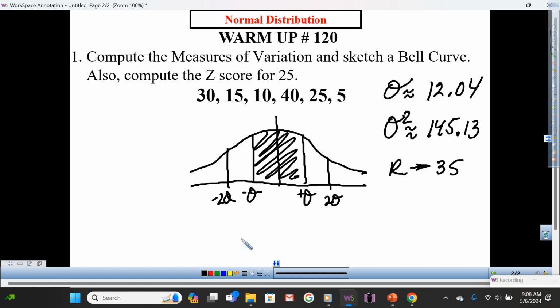So, we need a mean. Pass someone. What is it? For the mean? 20.83. Okay, that looks about right. So one standard deviation up, we should be at 32.87. And one standard deviation down, we should be at 8.79, something like that. Yep.